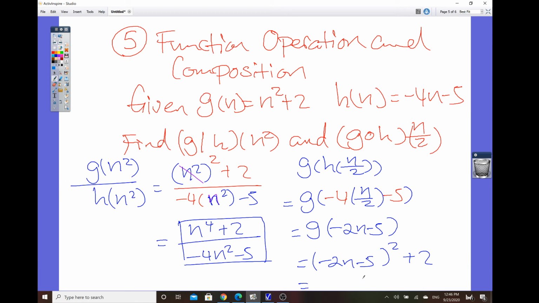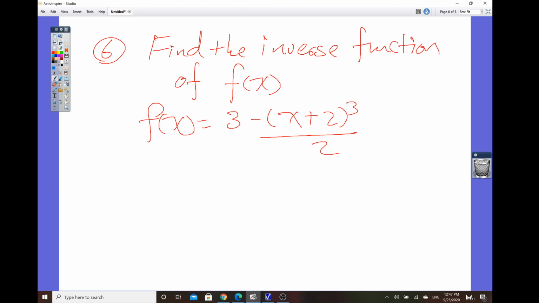By the time you expand it, you can simply FOIL, multiply this binomial twice, or use the binomial expansion. So that would be 4n squared minus 20n, and then plus 25, because negative times negative is positive. Plus 2. So that means the final form is going to be written as 4n squared plus 20n plus 27. Alright, composition function.